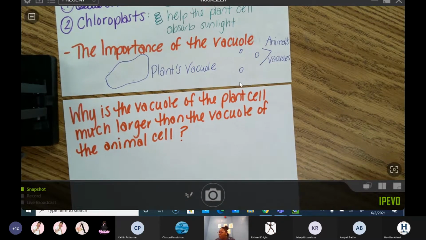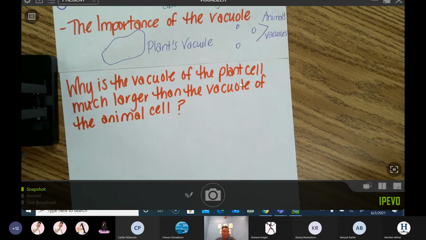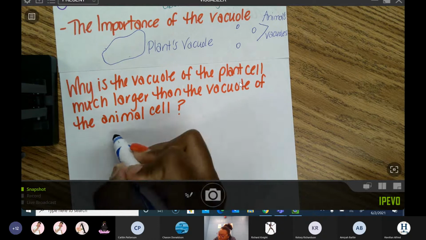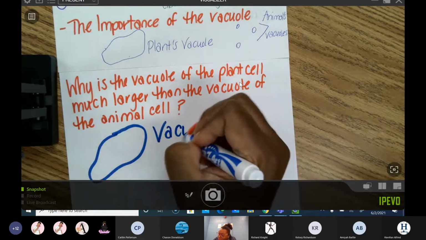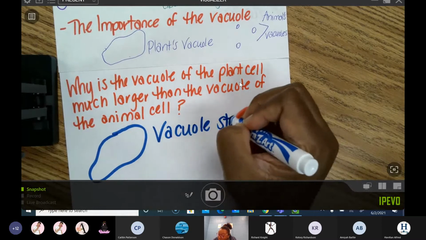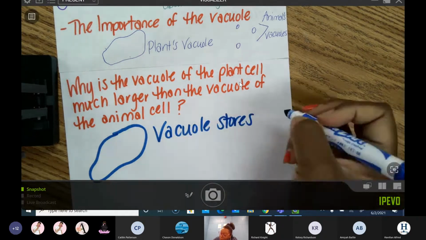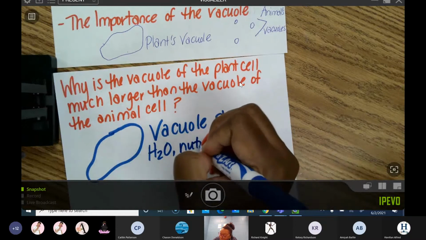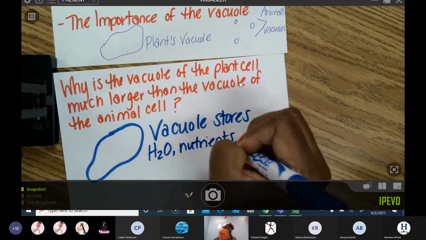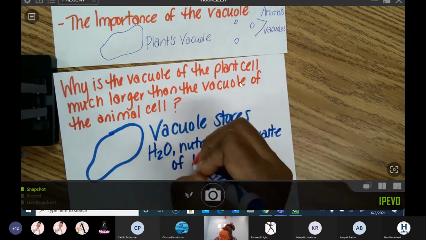And to answer that question, we need to really think about the purpose of the vacuole. This is a tougher question because we have to think about the purpose of the vacuole. We want to remember that the vacuole, drawing lots of pictures today, we want to remember that the vacuole stores, it's almost like the cell's refrigerator. The vacuole stores water, nutrients, and sometimes waste of the cell.